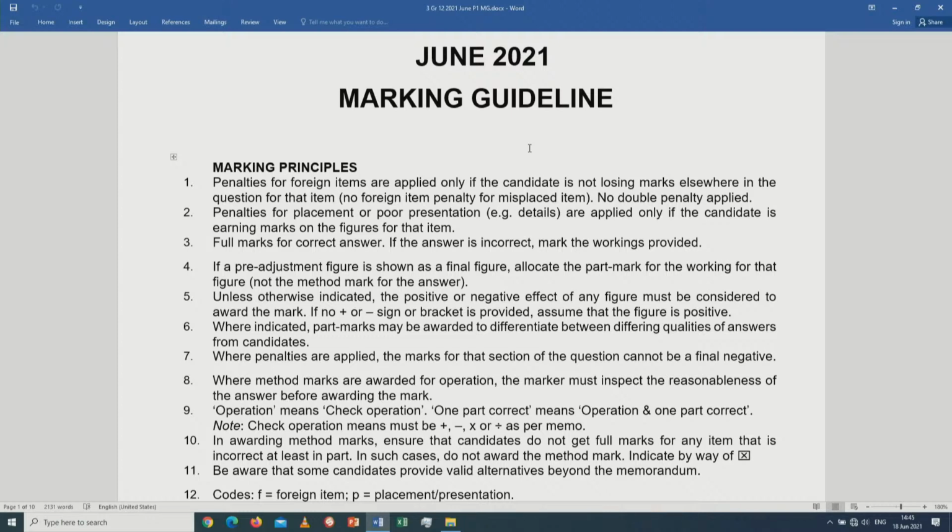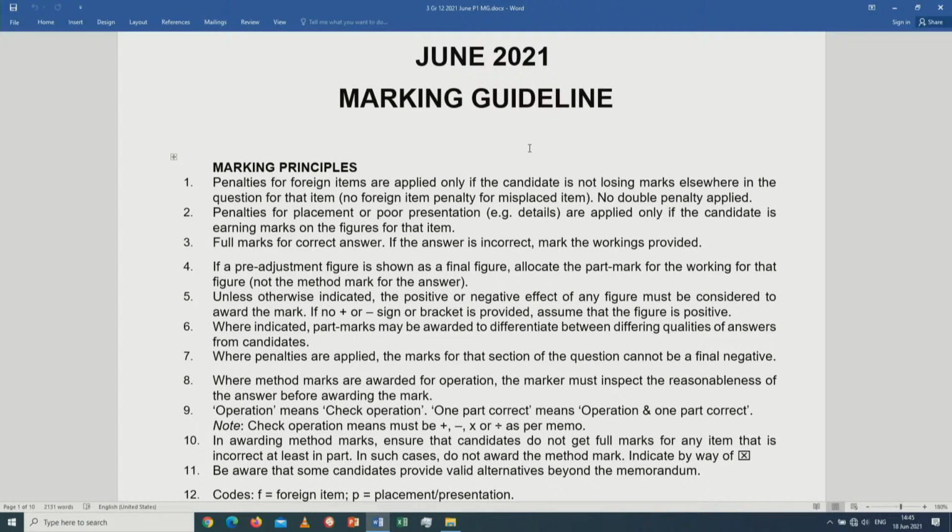Unless otherwise indicated, the positive or negative effect of any figure must be considered to award the mark. If no plus or minus sign or bracket is provided, assume that the figure is positive. Remember, in the income statement or in the cash flow statement, where learners are supposed to show outflow and inflow, they have to show the positive sign and the negative sign. We'll also think about that. In the income statement, where cost of sales and operating expenses are supposed to be in brackets, we'll also check that.